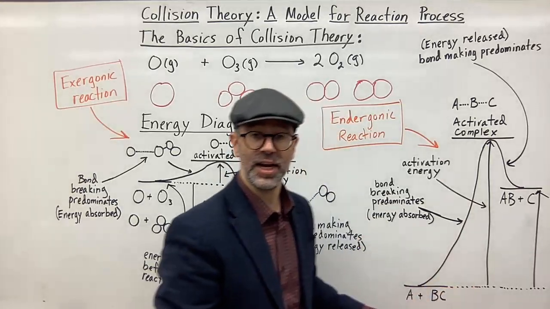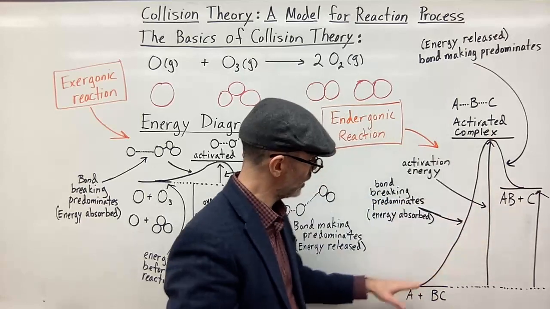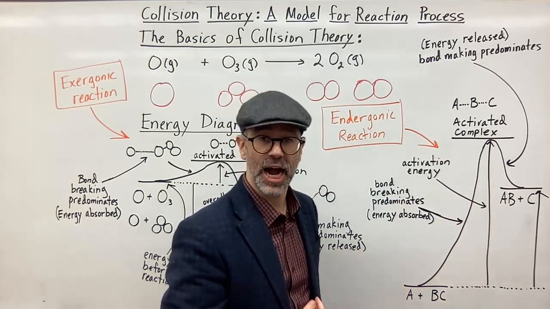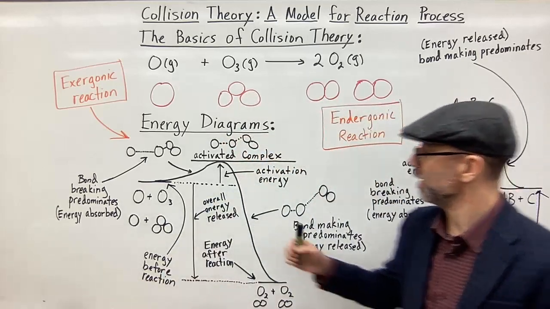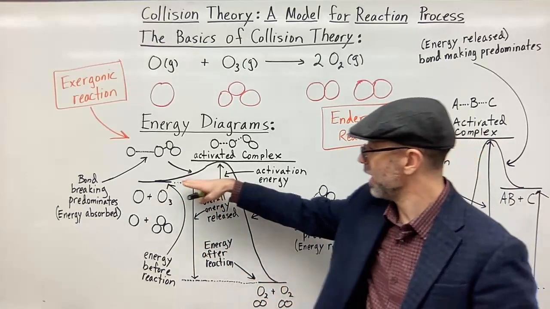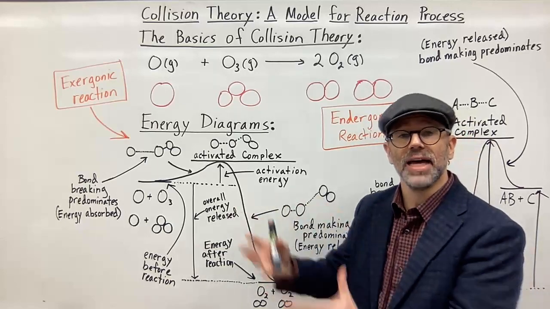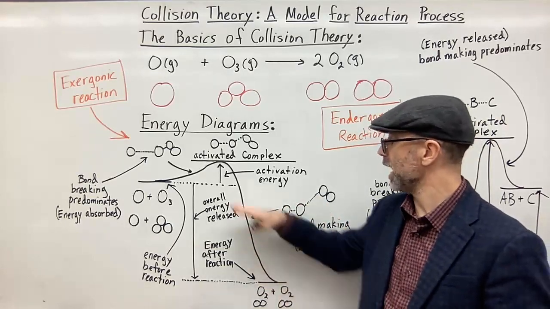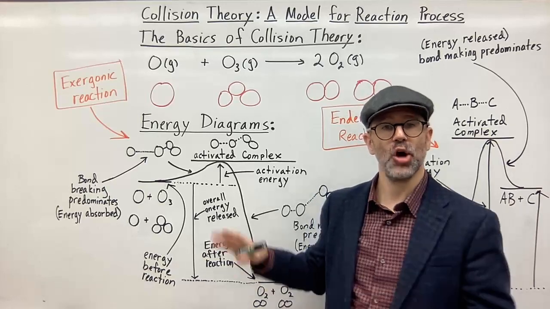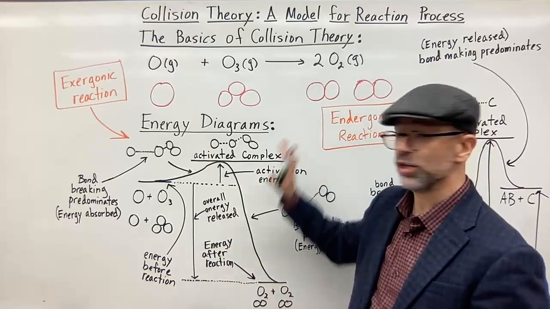So anytime your products end up with more energy than the reactants, that means energy was absorbed. You have an endergonic reaction. Anytime you have products that are lower in energy than the reactants you started with, then that means energy was released, energy was lost. So that means that you have an exergonic reaction. Okay, so this is a good introduction into energy diagrams.